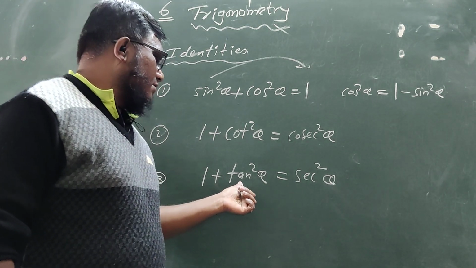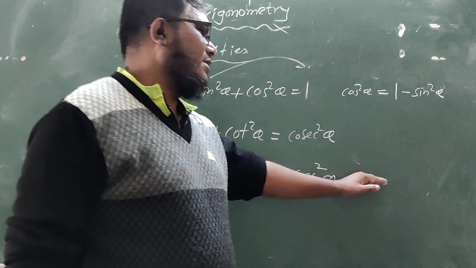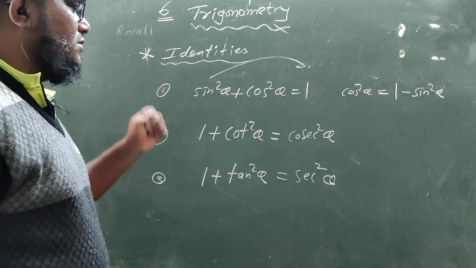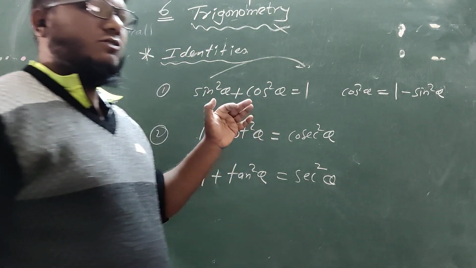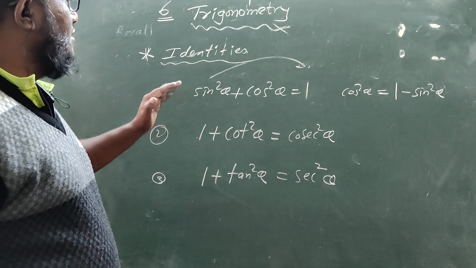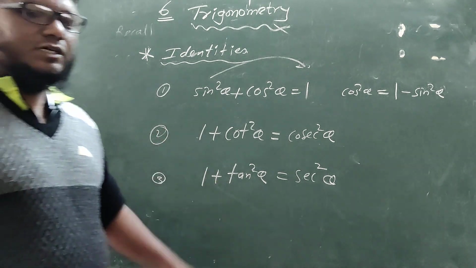Sin square theta, tan square theta, when we take to this side, it will become sec square theta minus tan square theta is equal to 1. Like these changes we have to do while solving the examples. Now try to learn this and keep it in your mind; it will be helpful while solving the examples.